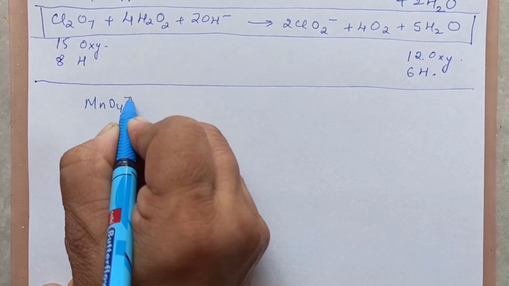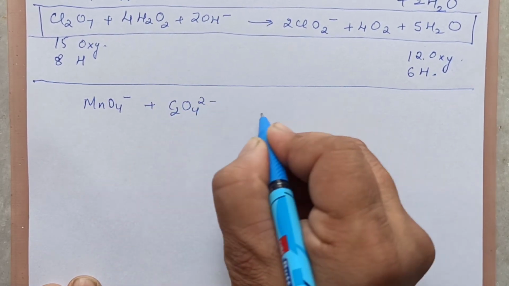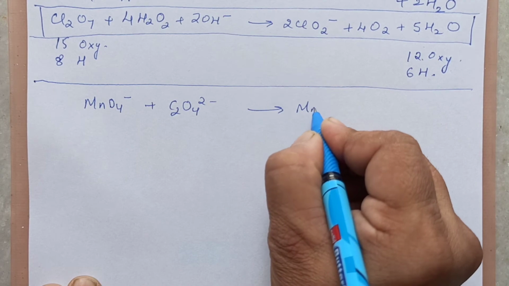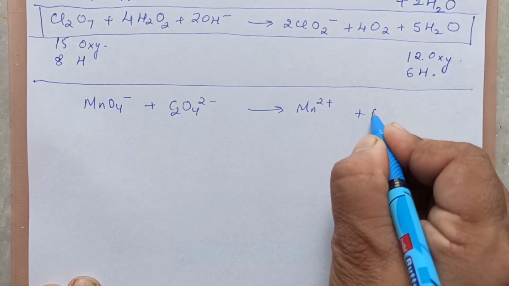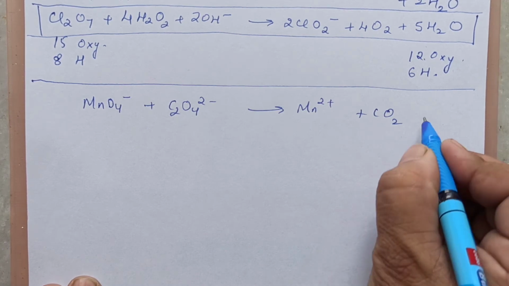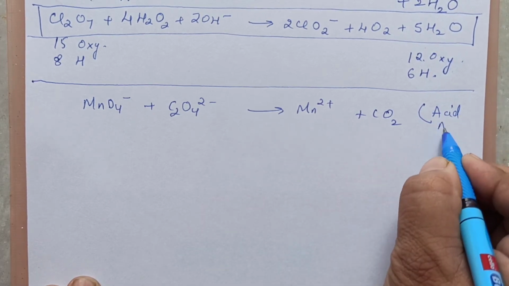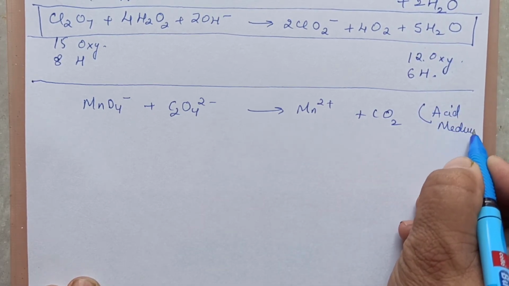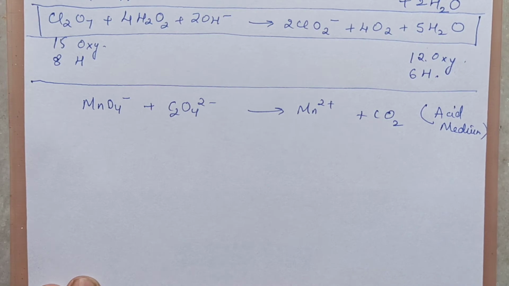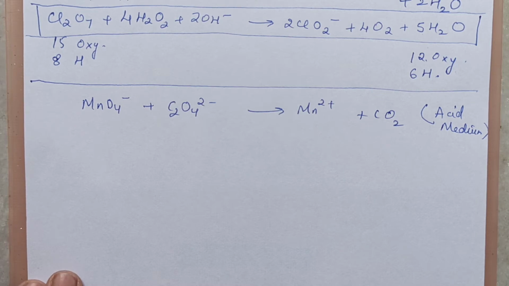MnO4 minus plus C2O4 2 minus forms Mn2 plus and carbon dioxide. We have balanced the same equation in the previous videos. You can check, in the acid medium we have balanced it now by the ion electron method. Now we are balancing the same equation by the oxidation number method. That means the same equation can be balanced by any of the methods. That depends upon what is given to you in the question.